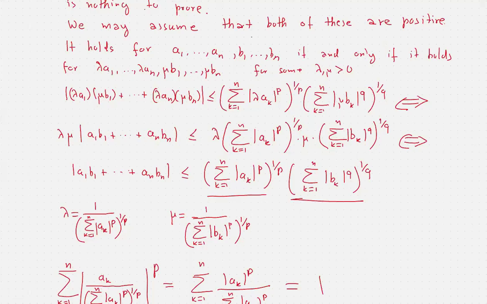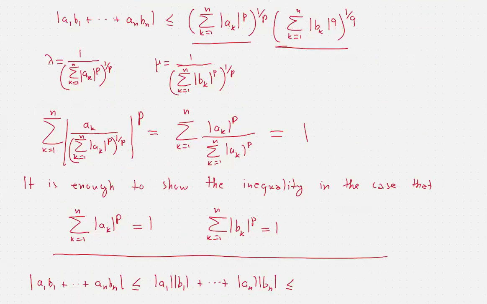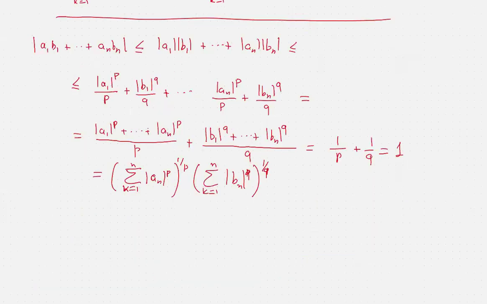Okay, one way or another, the essence of the argument is the same, and it all follows from Young's inequality, which again we should record as: for non-negative numbers, ab is less than or equal to a to the p over p plus b to the q over q. Again, this is shown in a separate video. And that's all. Thanks for watching.